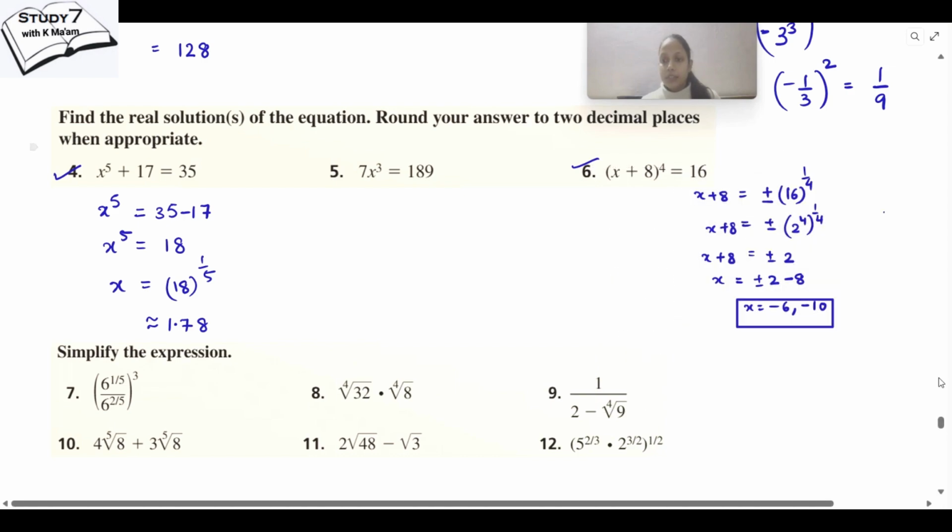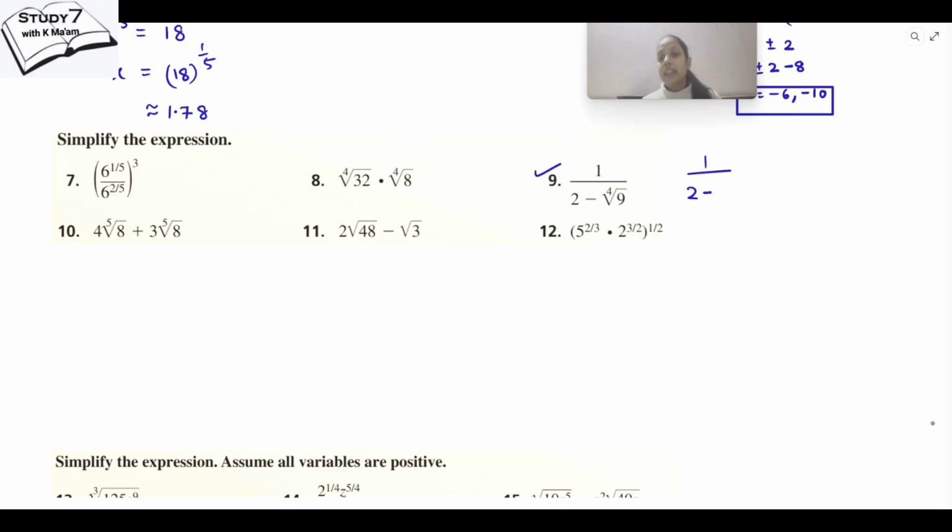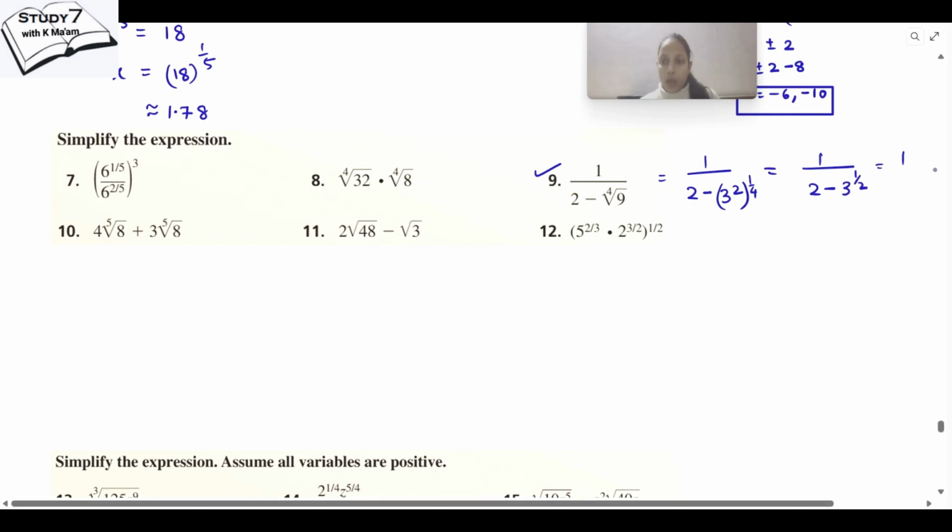Next, simplify the expression. We can try this question, question number 9. 1 over 2 minus the fourth root of 9. 9 can be written as 3 square, and the power is 1 by 4. If you simplify, you will get 1 over 2 minus 3 power 1 by 2. What is that? 1 over 2 minus root 3.